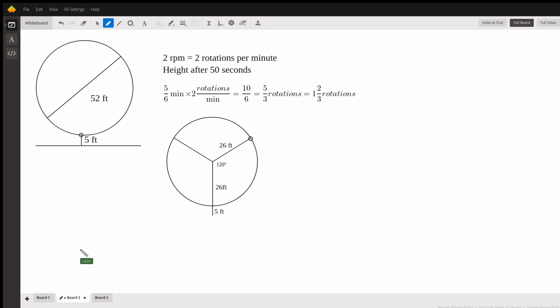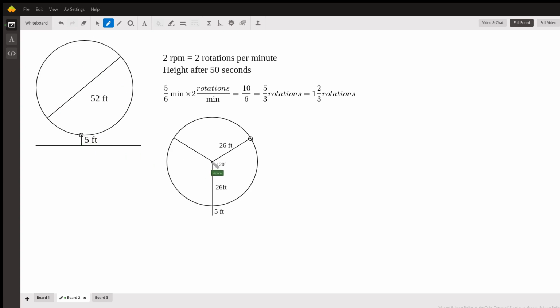So the first thing that we can do is say, well, after 50 seconds, which is 5/6 of a minute, if we multiply that by the rotations per minute, then we can get how many rotations the passenger has made around the Ferris wheel. 5/6 times 2 is 10/6, which is 5/3, which is 1 2/3 rotations. Note that this whole rotation right here doesn't matter, because that's just the passenger going 360 degrees around the circle. Then they make another 2/3 rotation.